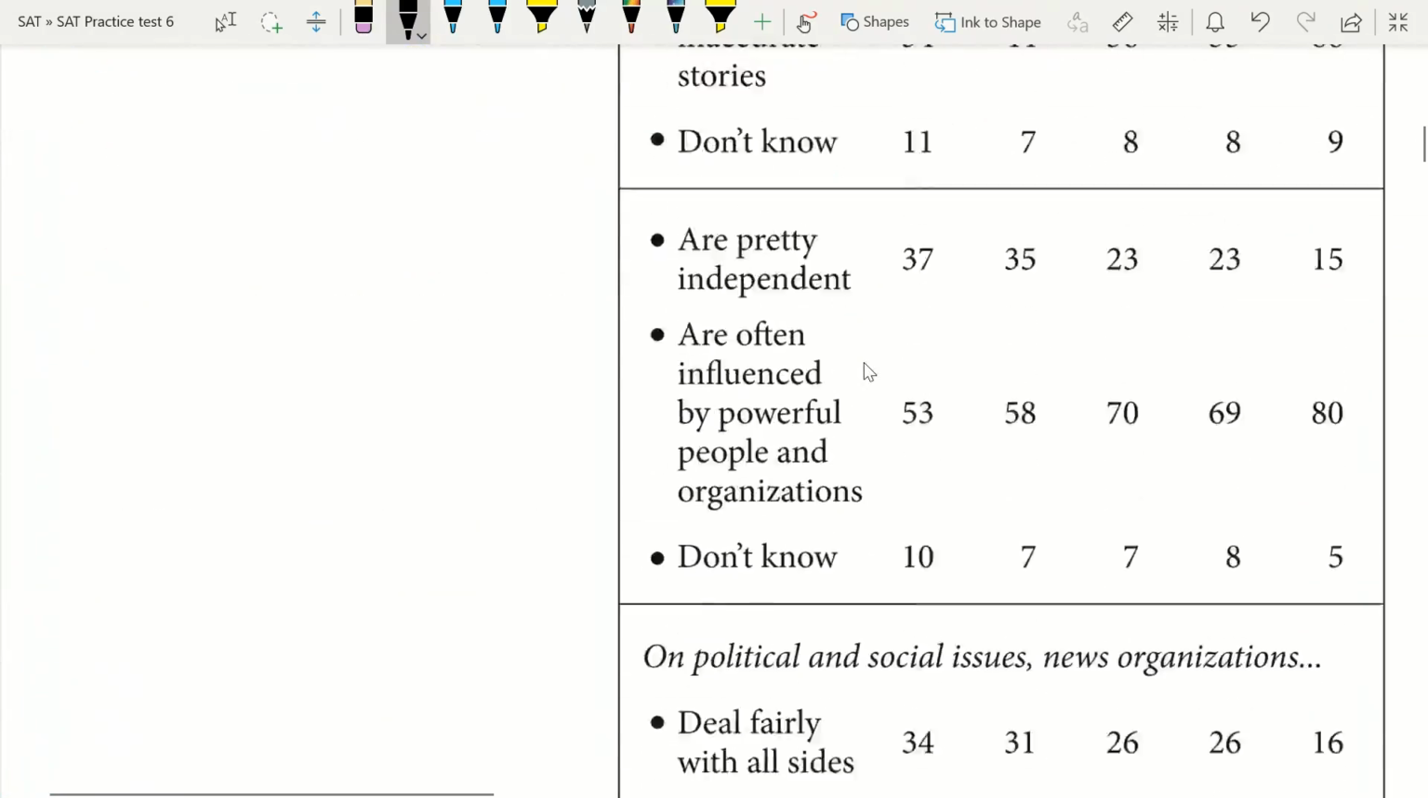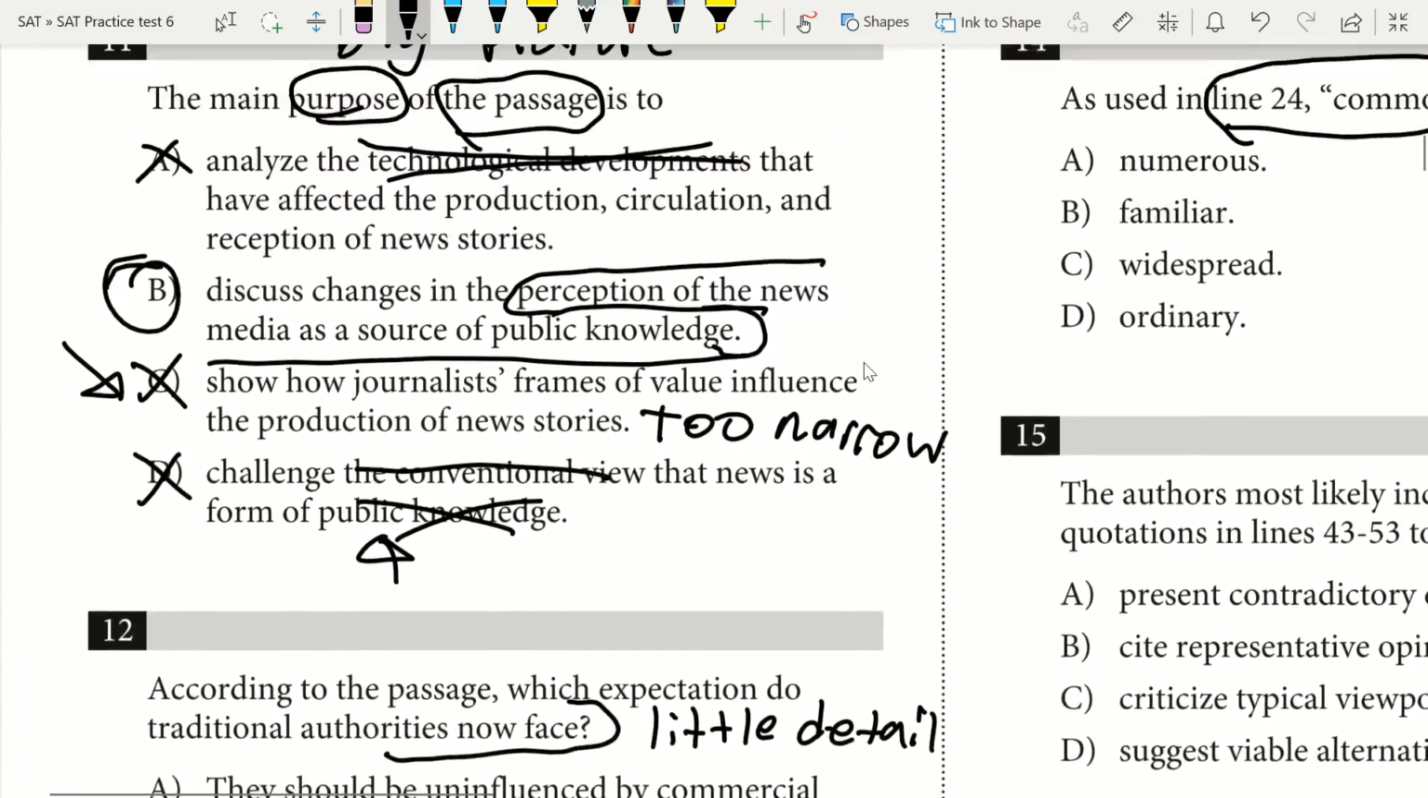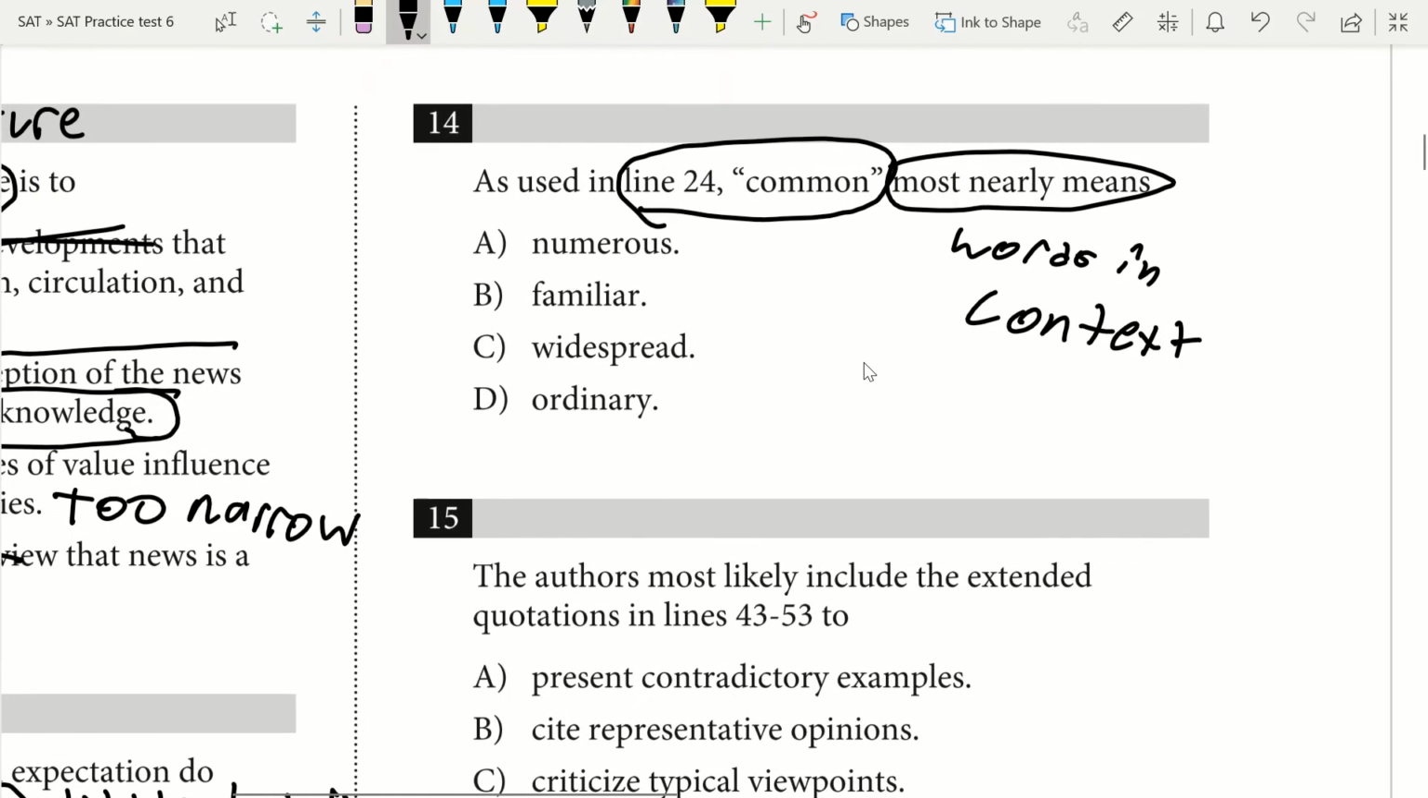So I'm looking for shared or widespread would be two good options there. So let's see if we have either of those. I see I don't have shared, but I do have widespread, so widespread would be my answer there.